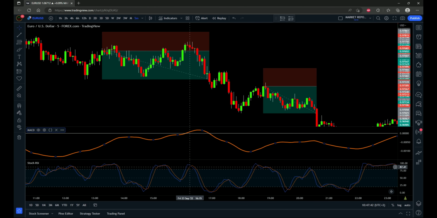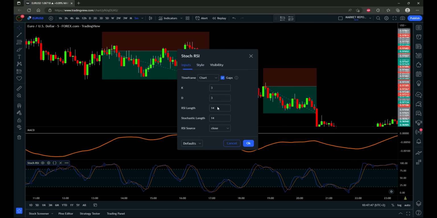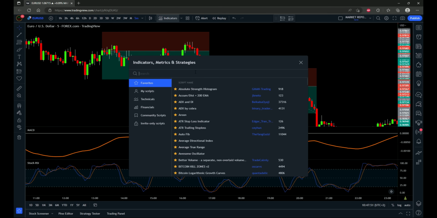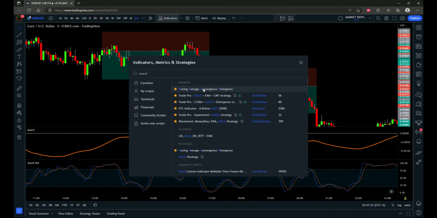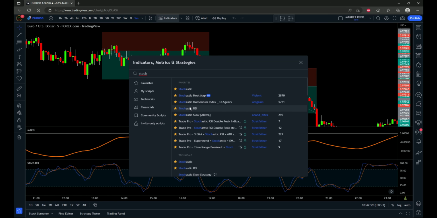Then we have the Stochastic RSI, which has default settings. Everything is default on the Stochastic RSI for TradingView. If you type in MACD, we have the moving average convergence divergence, and if you type in stochastic, we have stochastic RSI right here. So it's just TradingView default.